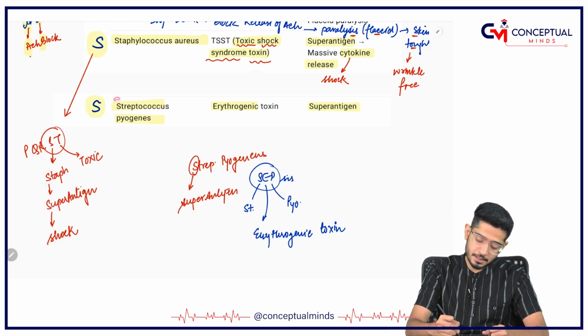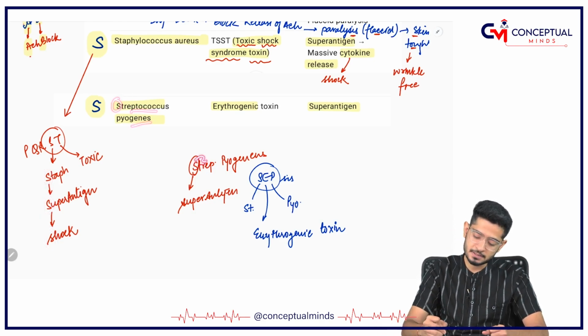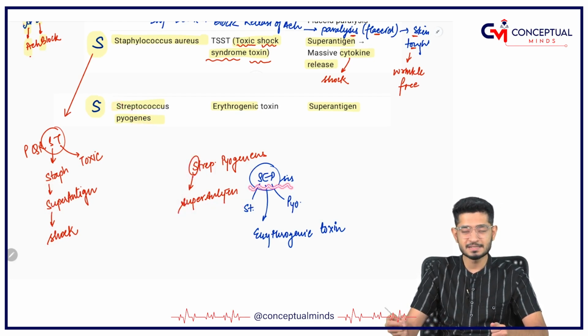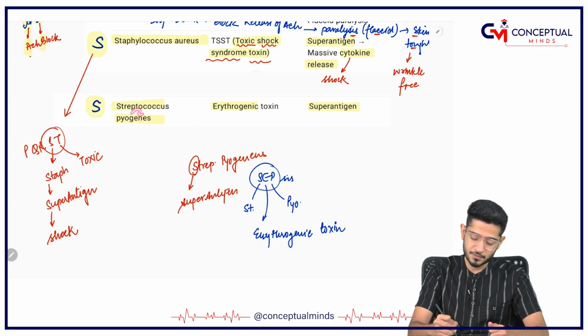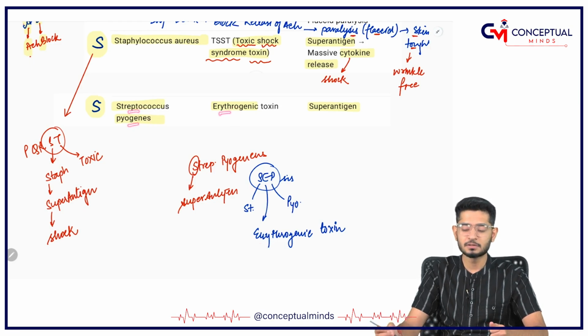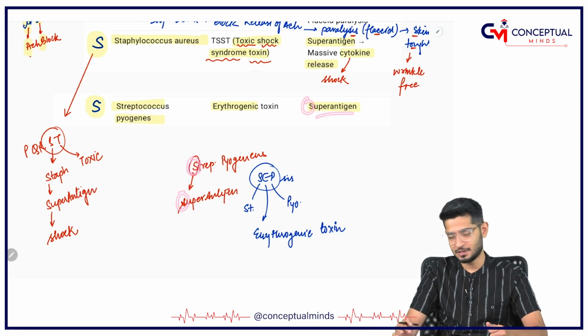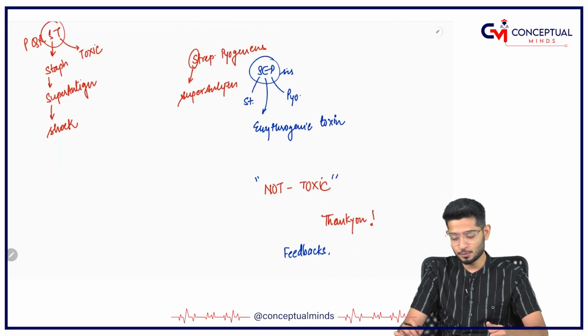Okay. And similarly, Streptococcus pyogenes, SS superantigen. Remember, with the help of the mnemonic sepsis, E for the name of the toxin, erythrogenic toxin, Streptococcus pyogenes, E for erythrogenic toxin. It also acts on superantigen.